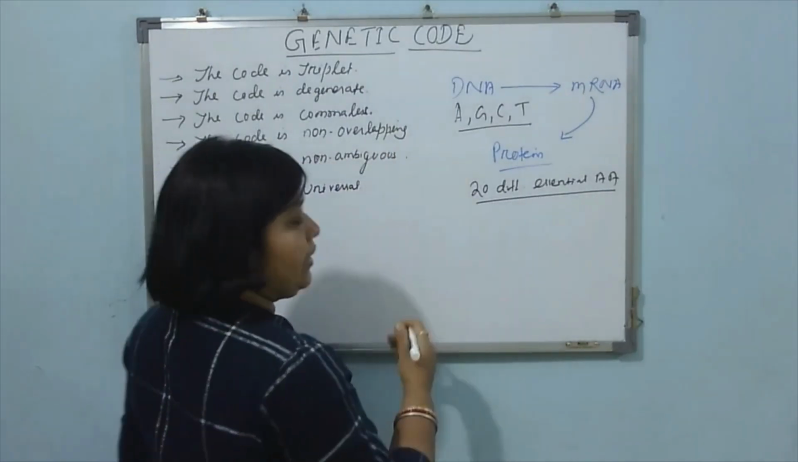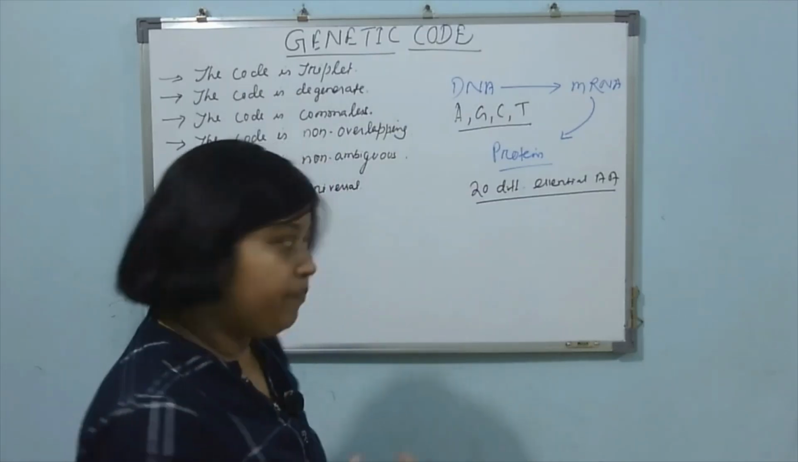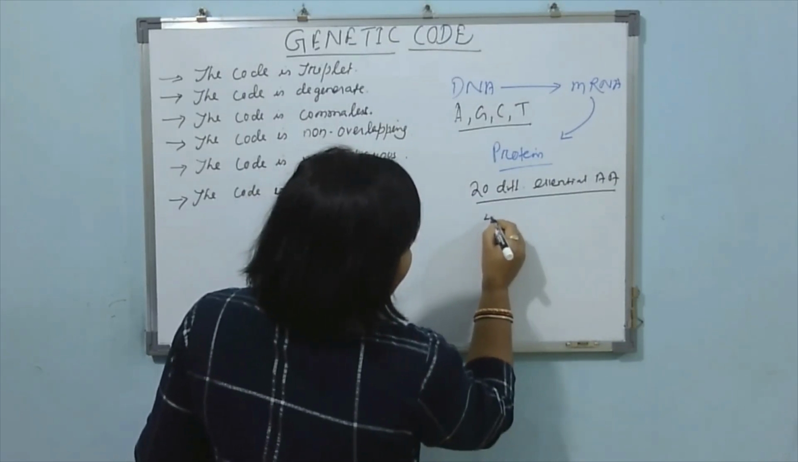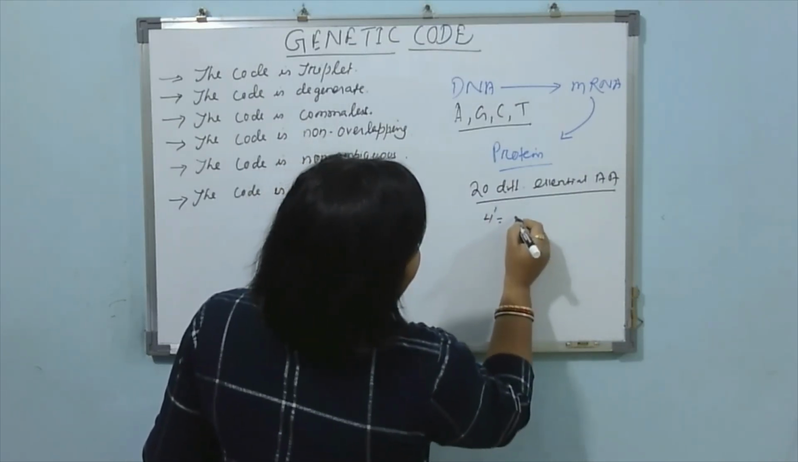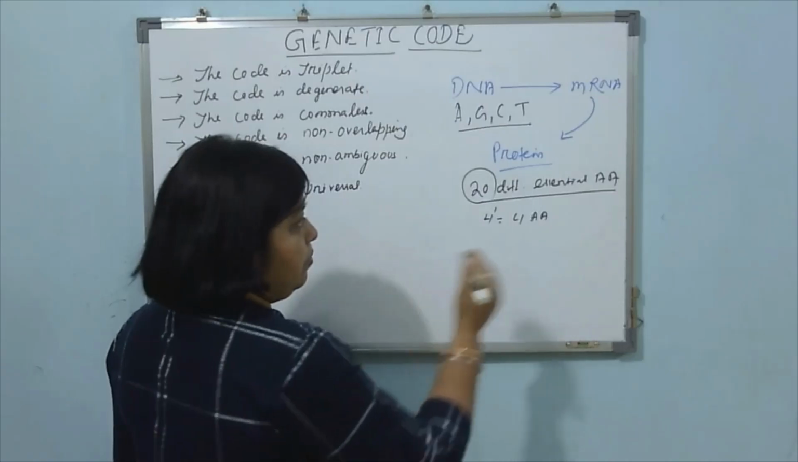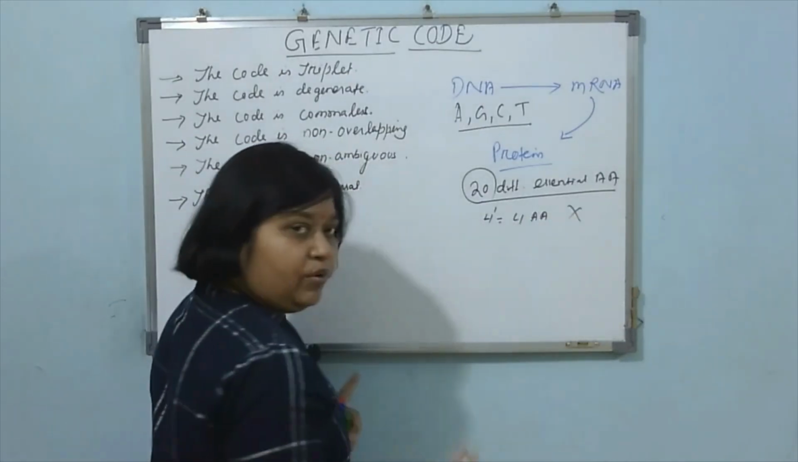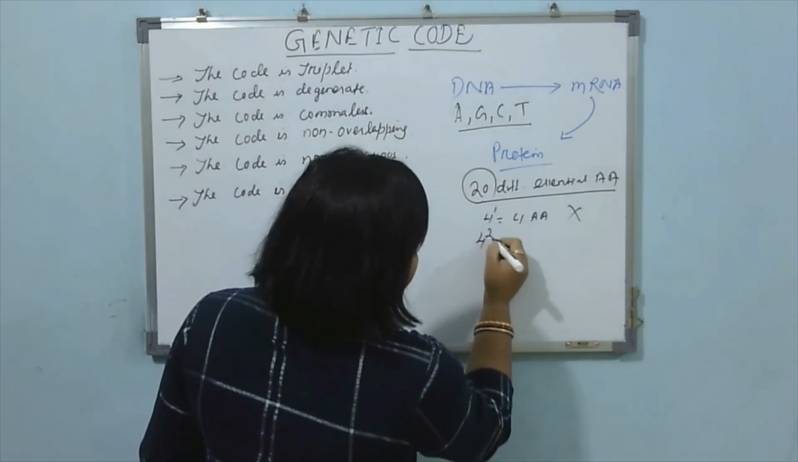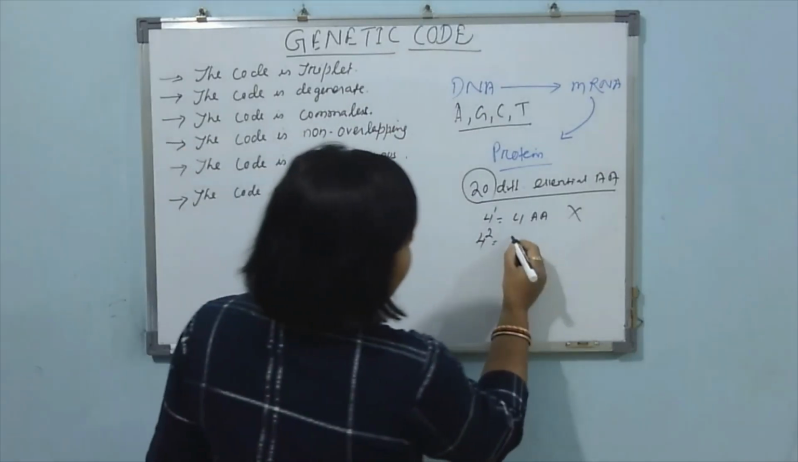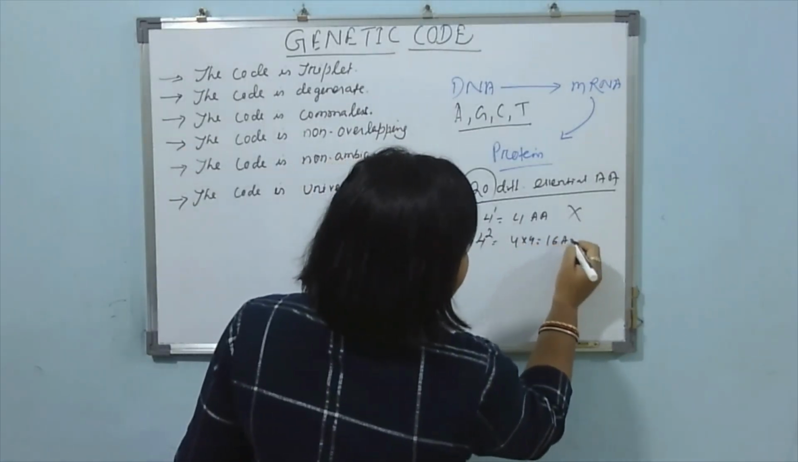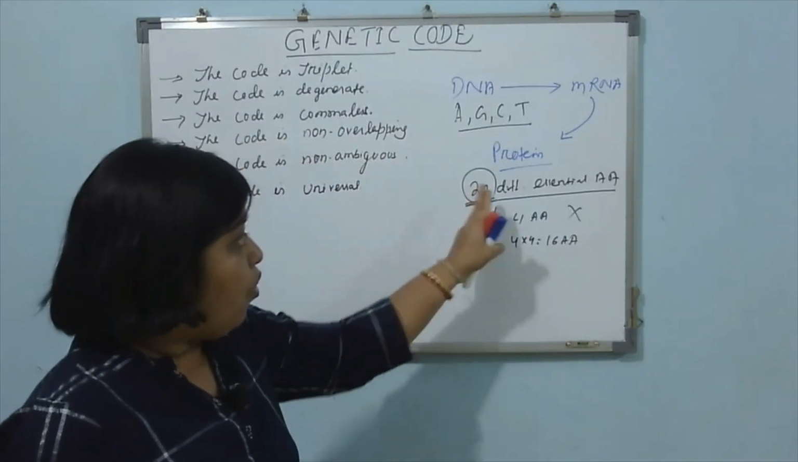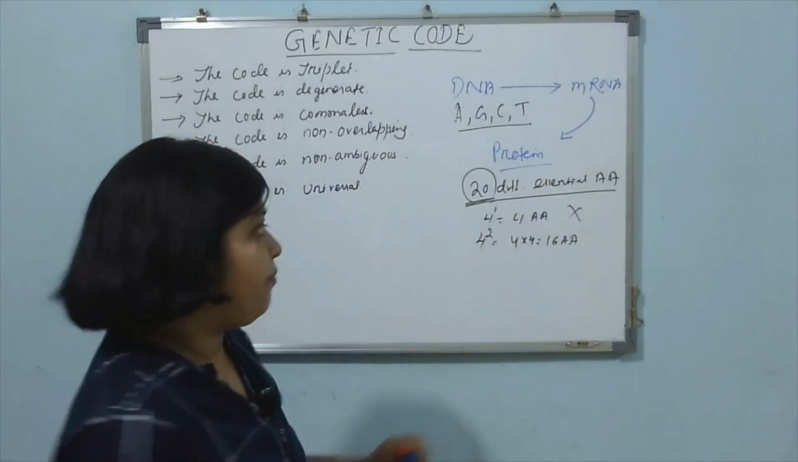Suppose we take a singlet codon. So how many amino acids can we write? 4 amino acids we can write, but here we have 20 essential amino acids. So we can't use this singlet codon. Suppose we take a doublet codon. So how many essential amino acids can we write? We can write 16 essential amino acids, but we have 20 essential amino acids. So we can't write all the amino acids by using this doublet codon.